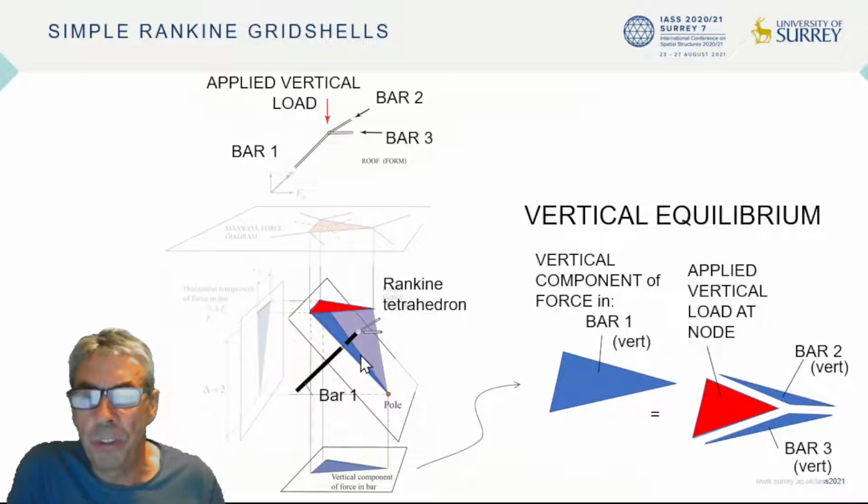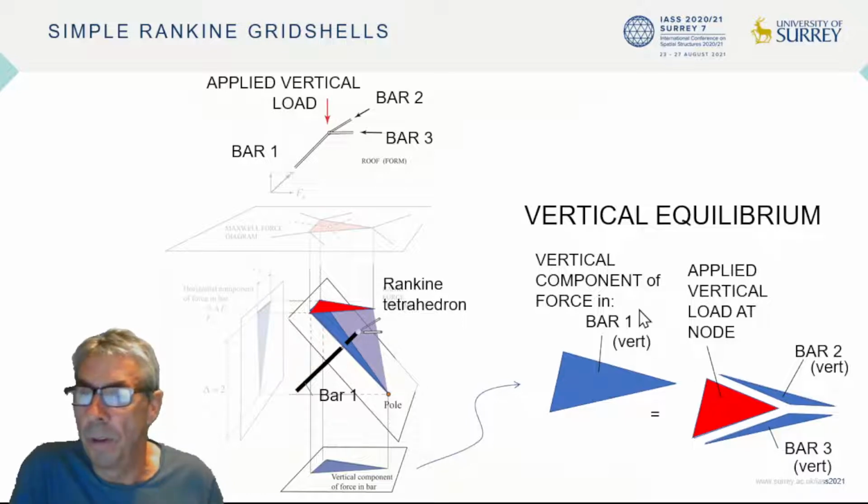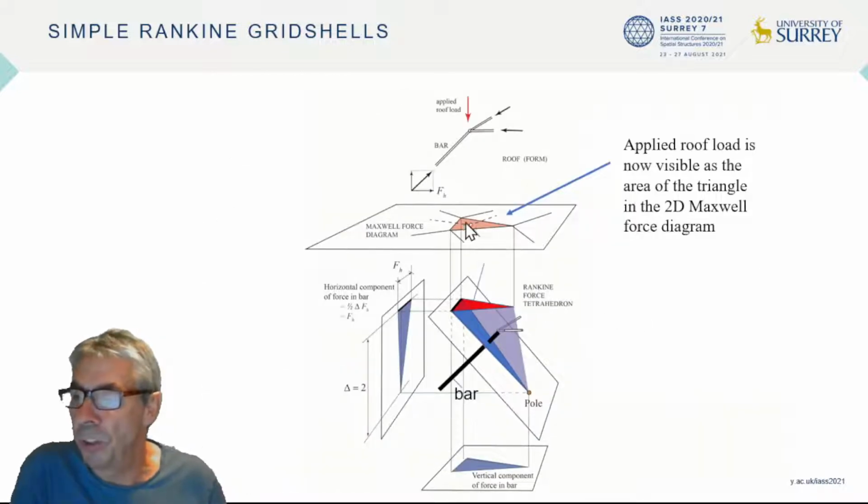Also, we now get a geometric description of vertical equilibrium. The vertical component of the bar force in bar 1 equals the sum of the applied load and the vertical components in the other two bars. The area of that red triangle is the applied vertical force, so it is no longer invisible. That triangle is from Maxwell's original force diagram. Areas of Maxwell force polygons now correspond to vertical nodal loads. The pieces fit together nicely to give a coherent geometric picture of form and forces.